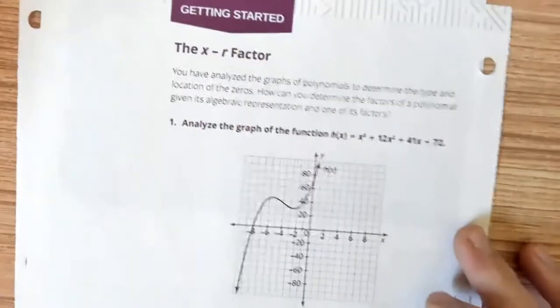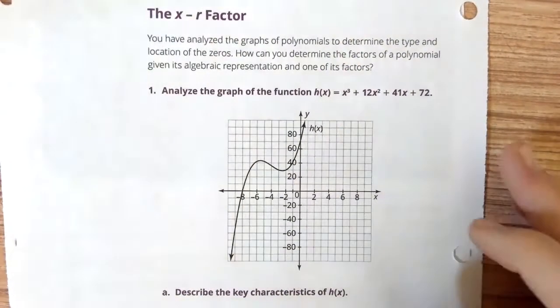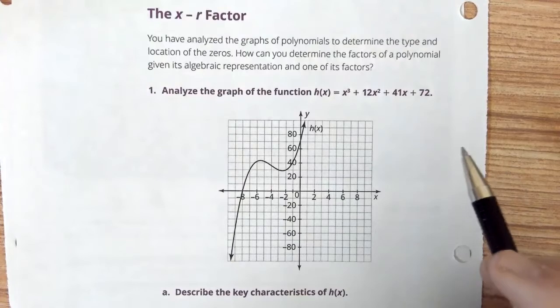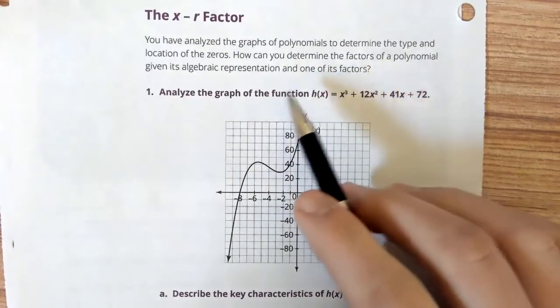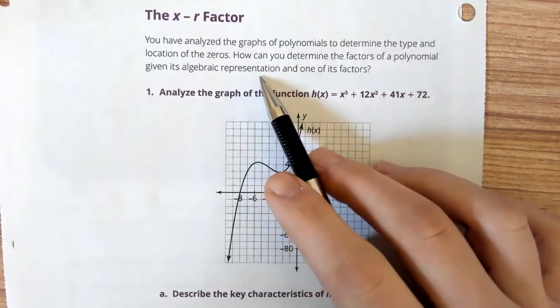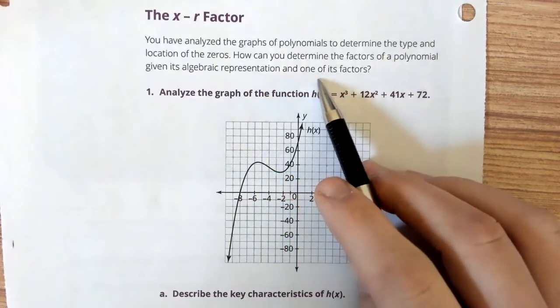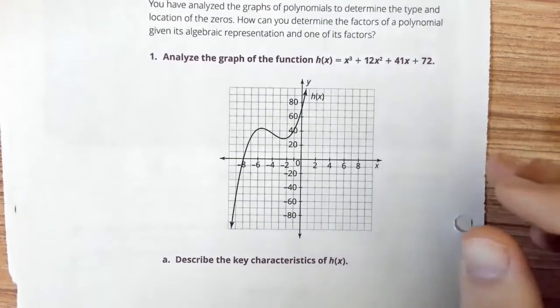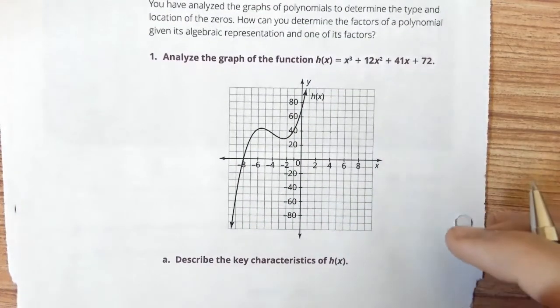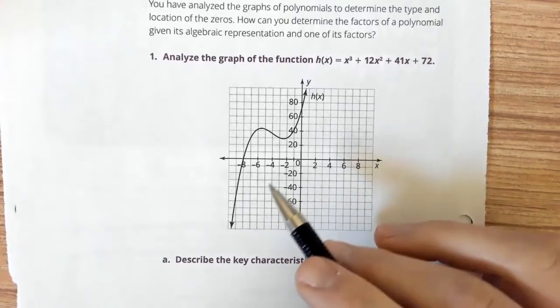And this is the title of the video, right? The x minus r factor. So we've analyzed graphs before to determine the type and location of zeros. How can you determine the factors of a polynomial given its algebraic representation and one of its factors? So if we were to analyze the graph of this function, we can describe some of the key characteristics.